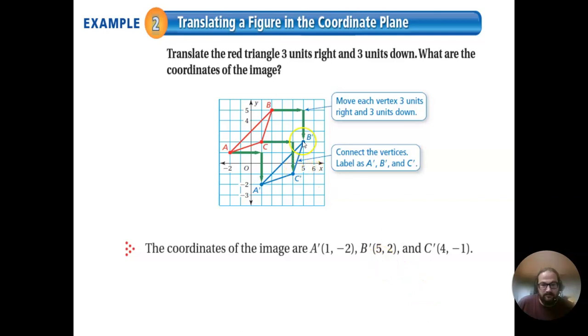For B prime, we go to the right 1, 2, 3, 4, 5 units, and then up 2 units, so that's (5, 2). And for C prime, we go right 1, 2, 3, 4, and down 1, so that's (4, -1).